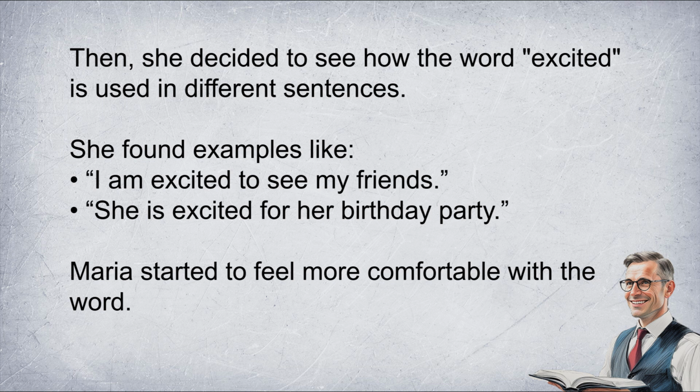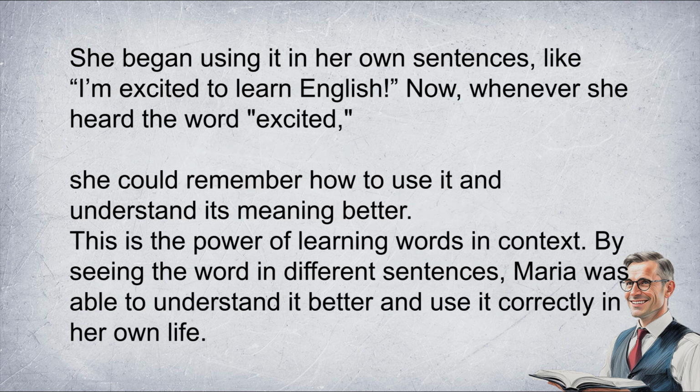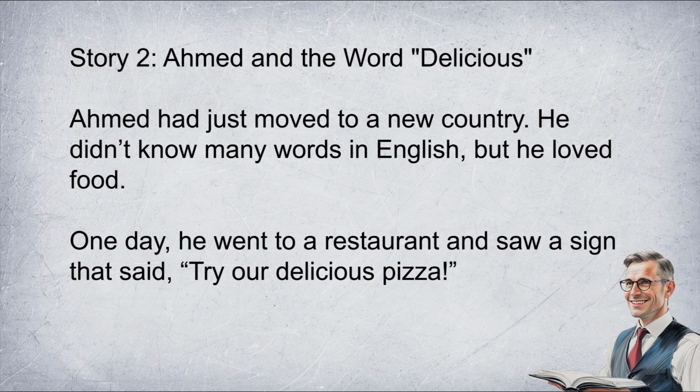Maria started to feel more comfortable with the word. She began using it in her own sentences, like, I'm excited to learn English. Now, whenever she heard the word excited, she could remember how to use it and understand its meaning better. This is the power of learning words in context. By seeing the word in different sentences, Maria was able to understand it better and use it correctly in her own life.